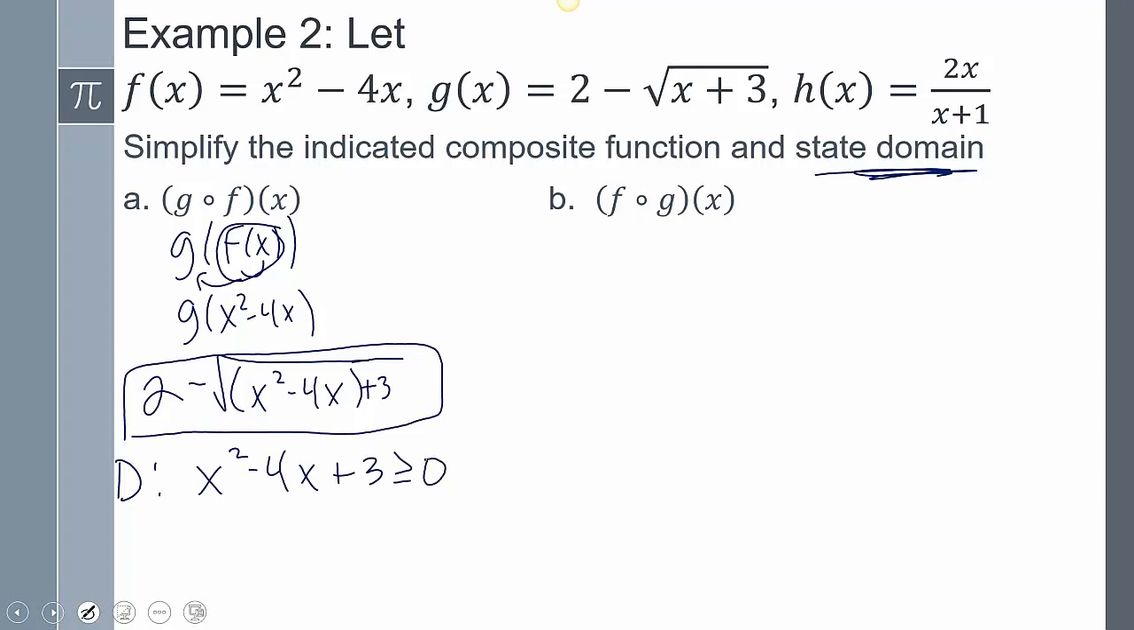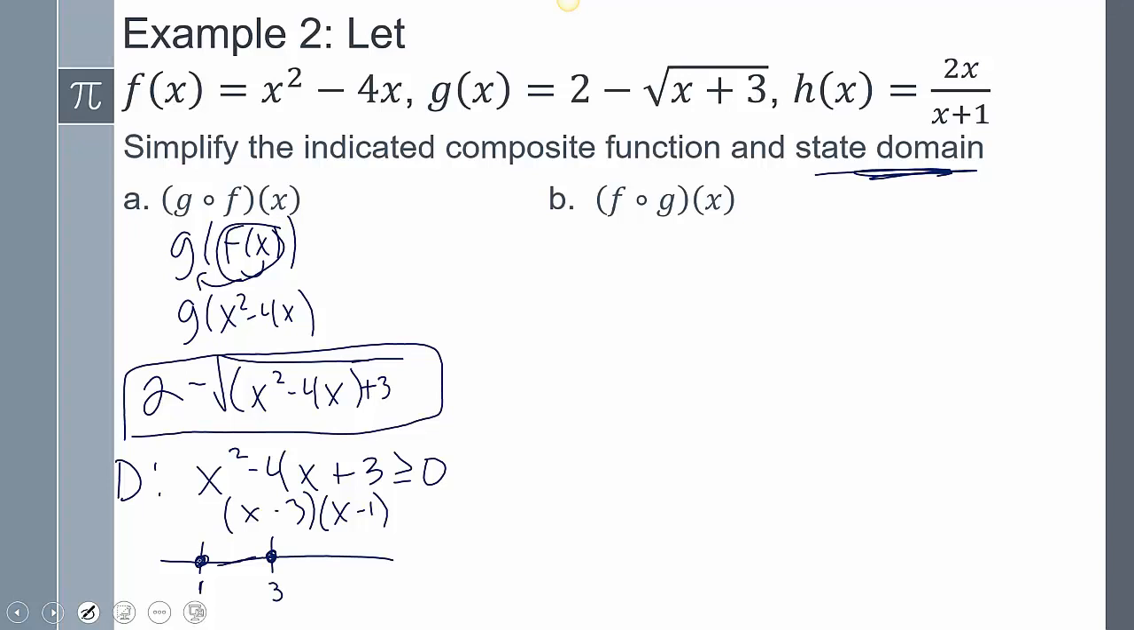So now this is a quadratic inequality, or a polynomial inequality, and so when it's a polynomial inequality, we have to find the zeros, and we put them on the number line. So factoring this turns into x minus 3 and x minus 1. So my zeros are going to be 3 and 1. And because it's equal to, it's going to be a closed circle.